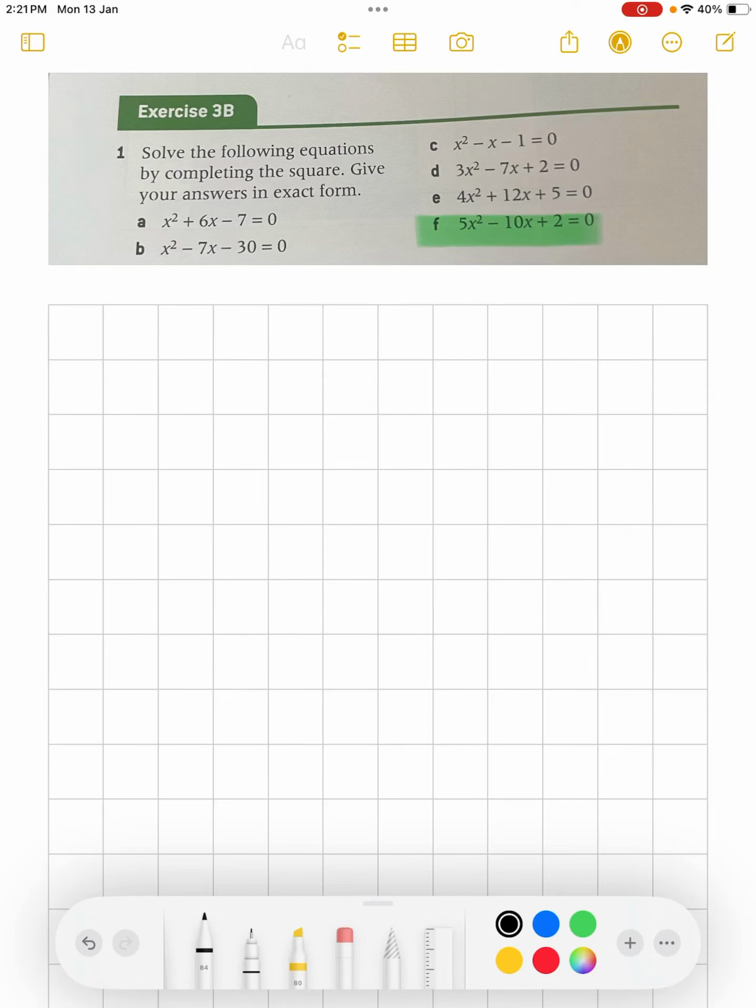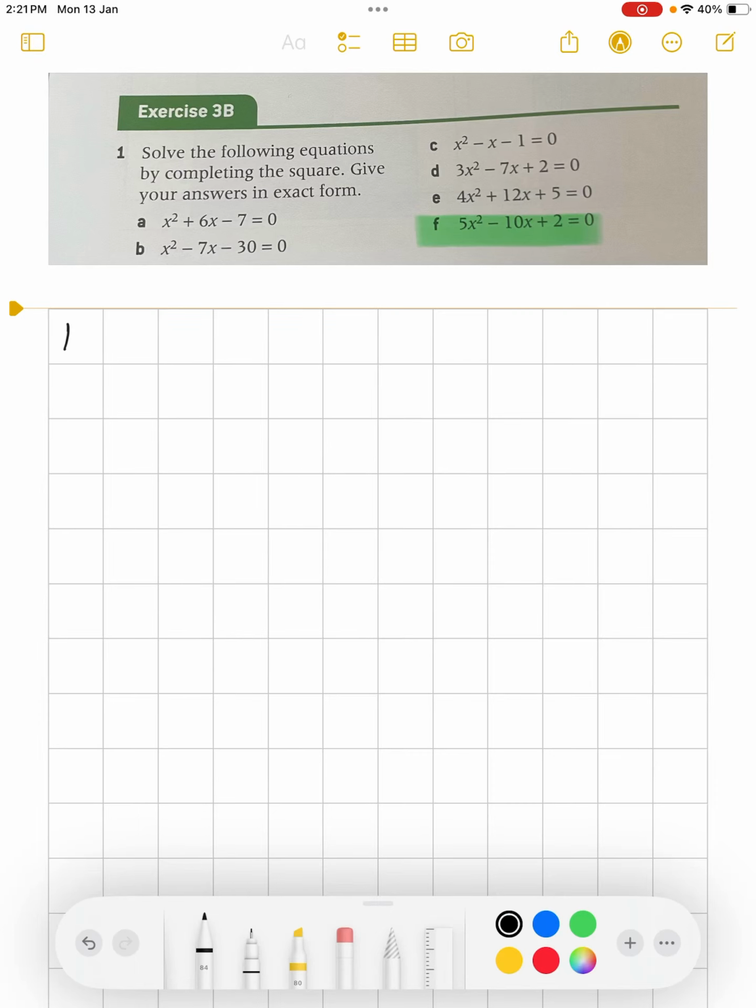On exercise 3b, I'm going to be looking at question 1f. This says to solve the following equations by completing the square, give your answers in exact form. So leave the answers with square root signs if we have to. Do not change it to decimals. Decimals is okay if it's exact, like it's rational.